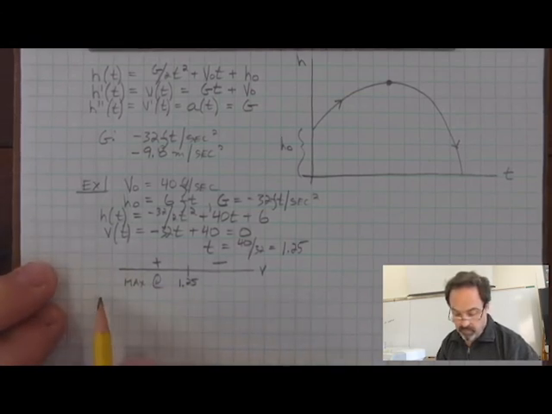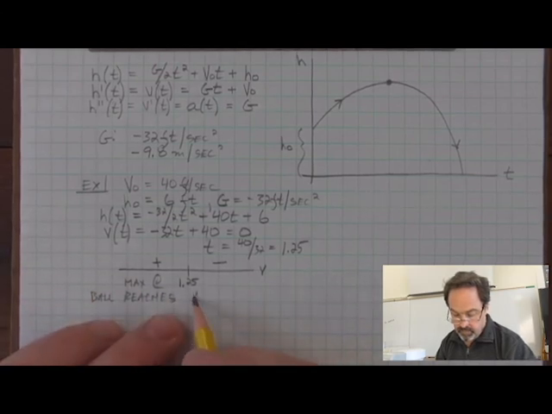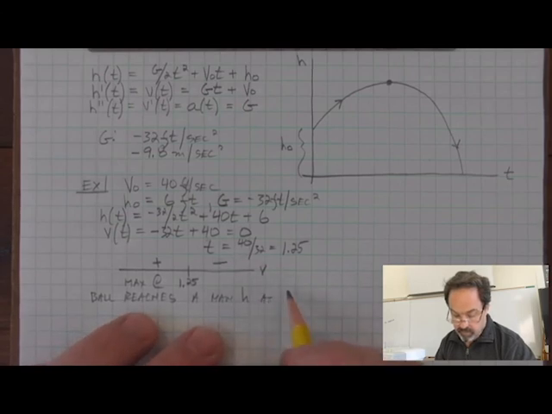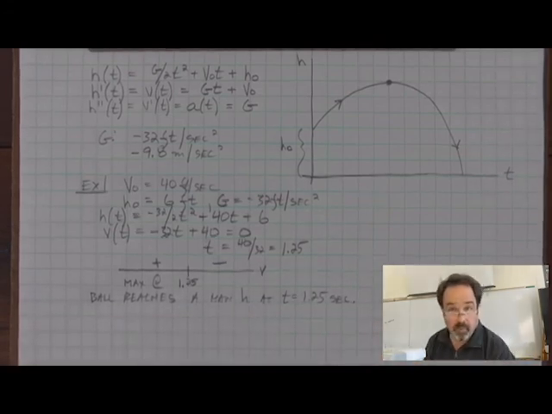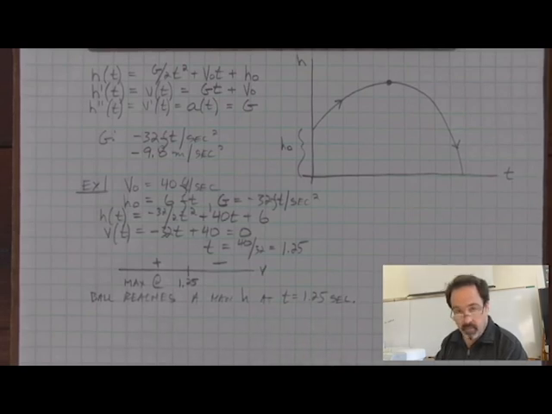So we can answer the question: the ball reaches a max height at t is equal to 1.25 seconds. Don't forget the units when answering questions like this. And notice the difference between what the maximum height of the ball is and when the ball reached the maximum height.